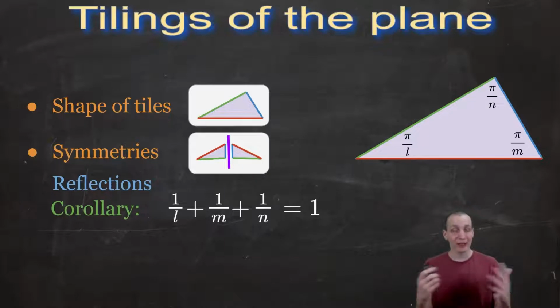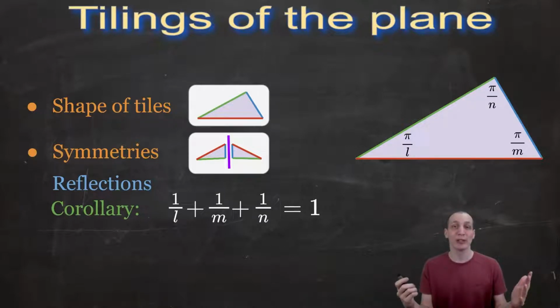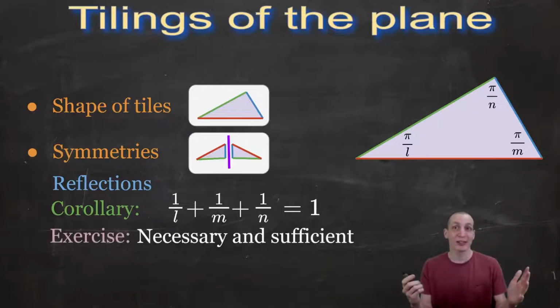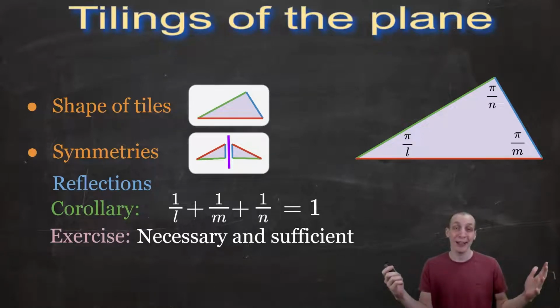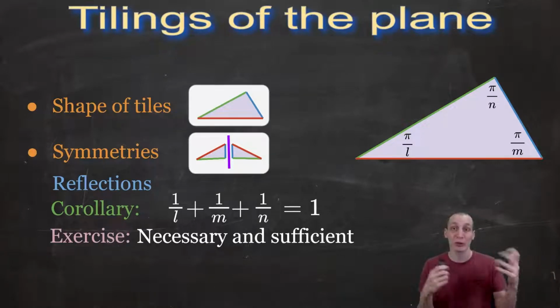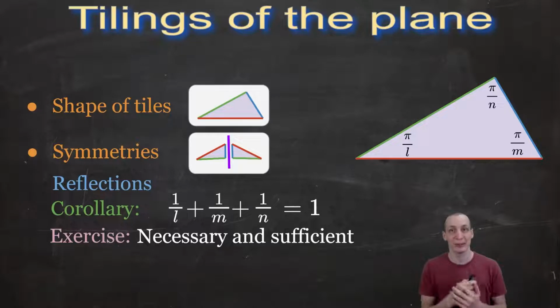Okay, so we got a very nice necessary condition if you want to tile the whole plane with triangles and use reflection to go from one triangle to the other, then we need this condition to hold. I will leave it as an exercise to show that this is not only a necessary condition, but it's actually a sufficient condition. If this condition holds, then the tiling will cover the whole plane, and every time that you get to the same point with two triangles, they will be the same.